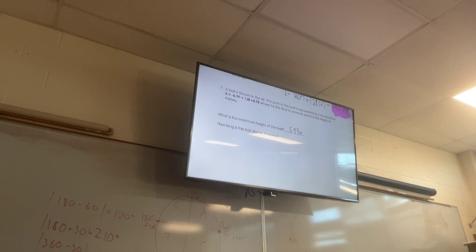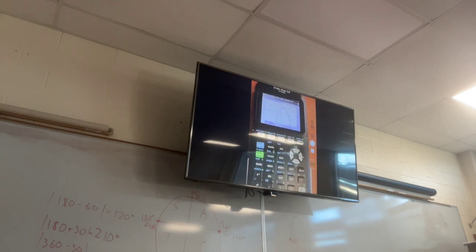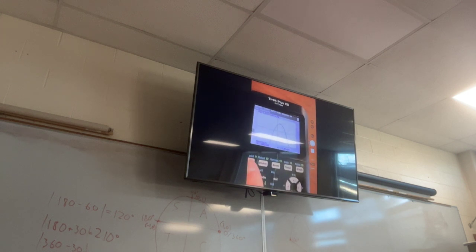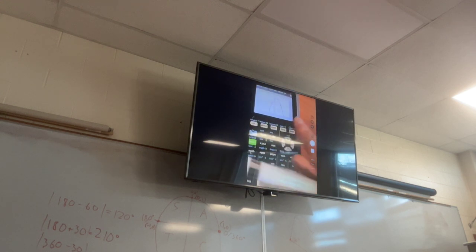How long is the ball above 4 meters? Anyone have any idea how to do that one? Plug in 4? Yeah. So, I don't plug in 4. What I do, I'm going to go ahead and graph the line y equals 4, okay?